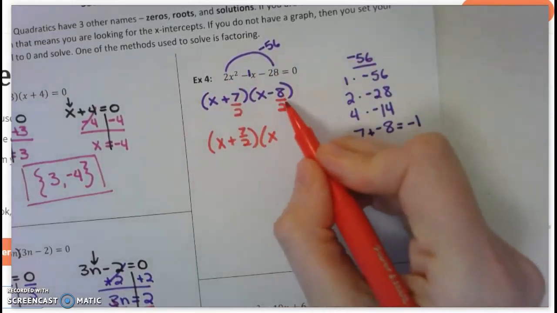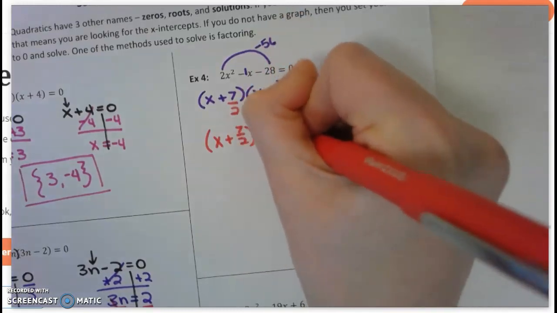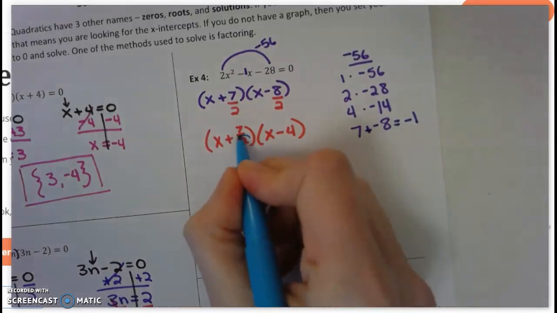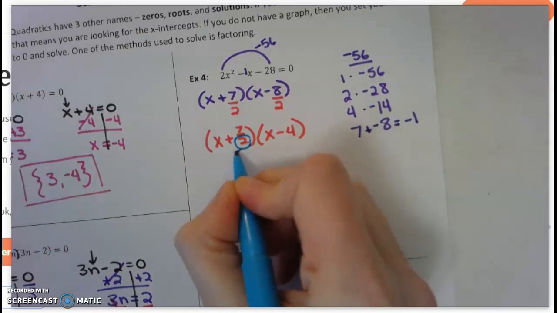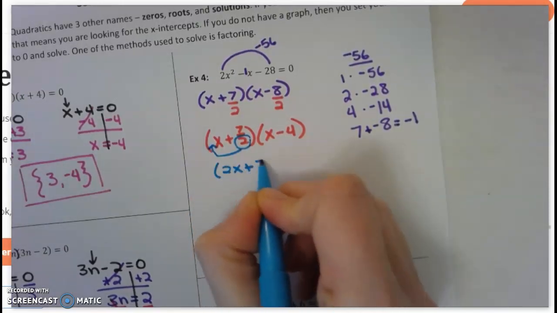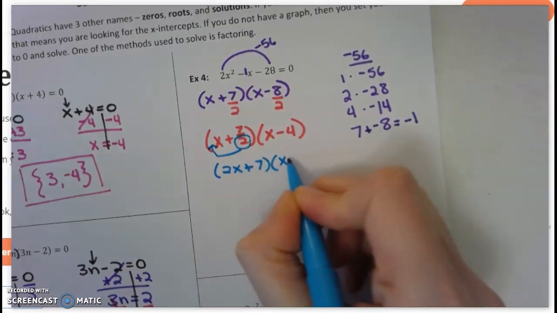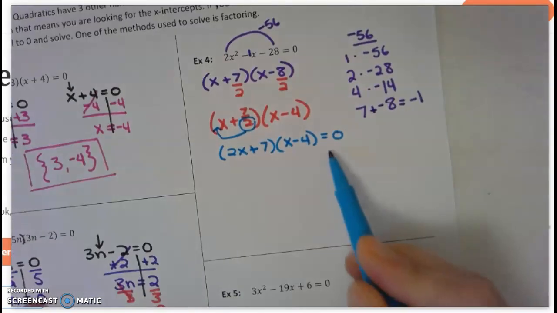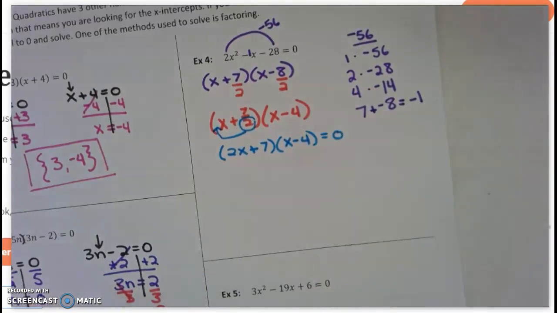Now, negative 8 divided by 2 gives me a negative 4. So now I've got this, and I've got one more step to finish factoring it. Whatever number is on the bottom, if you still have a fraction, the denominator number needs to move in front of the x. So 2x plus 7 times x minus 4, and this equals 0. I went ahead and put the 0 back on because we finally finished factoring that guy.